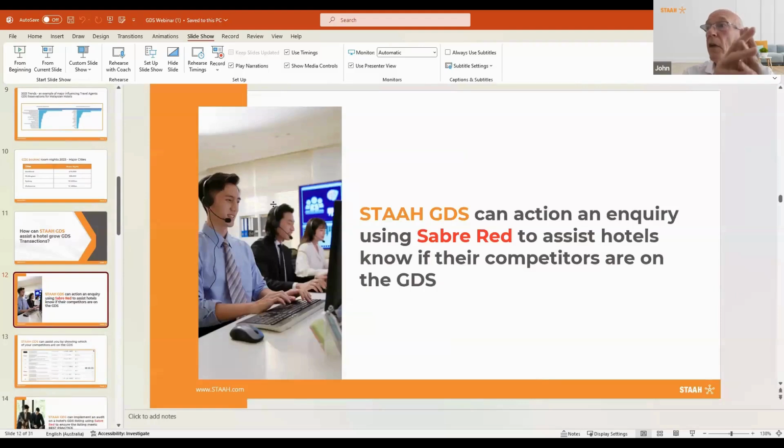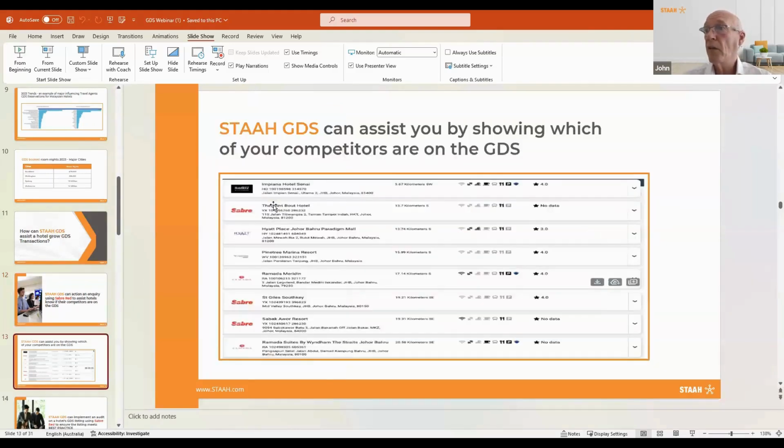One of the sources that we're able to use to help the hotel is we can action an inquiry using Sabre Red to assist hotels know if their competitors are on the GDS. So if a hotel says, yes, I'm very interested, what of my competitive sets, hotels are on the GDS? We can provide this information. I know this screen might be a little bit hard to read, but the fact is we are able to show a hotel all their competitors who are already on the GDS. It may well prompt them to join and have GDS as a legitimate distribution channel for themselves.